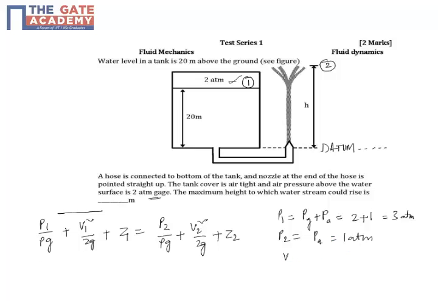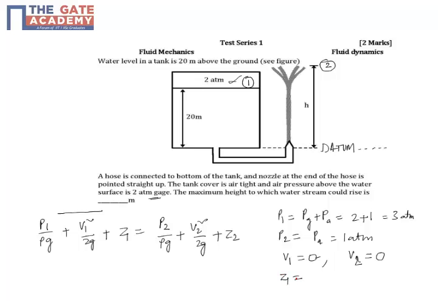Now coming to velocity, V1 is 0 because of the large area of cross section. The rate at which the water level decreases here is very small, which is 0. V2 is the velocity at this reference point, and that is 0, because if it is not 0, the water would still rise upward, but this is the maximum where it can go. So both V1 and V2 are 0. That is an interesting thing that is happening in this problem.